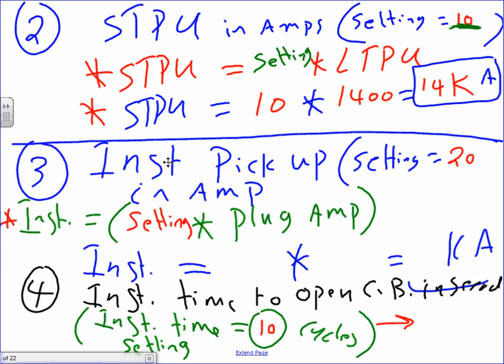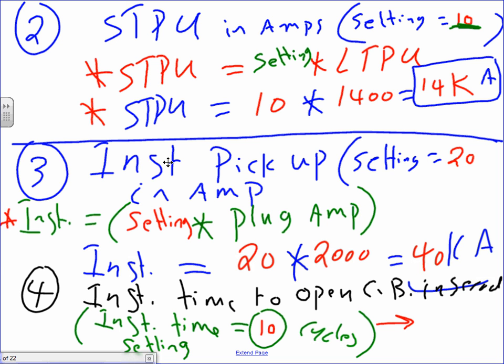Okay, next question. Instantaneous pickup setting at 20. The formula that you're going to write and bring with you is the instantaneous setting times the plug in amps. Settings times plug. What's your plug? My setting is 20 multiplied by my plug, 2,000. That will get you 40K, 40 kiloamps. How easy is that?